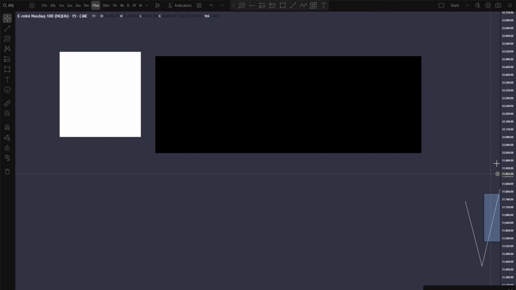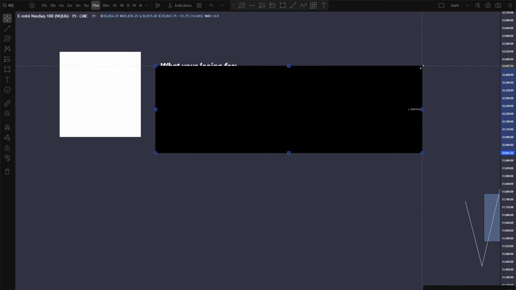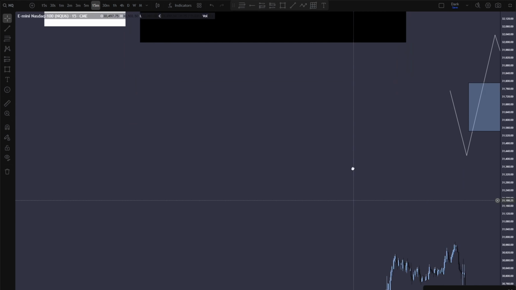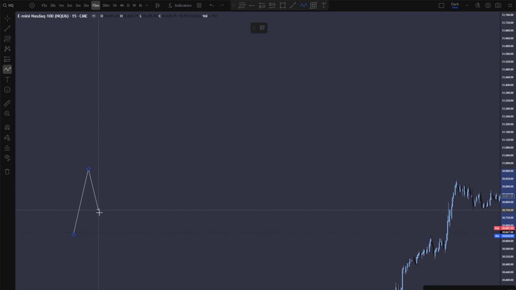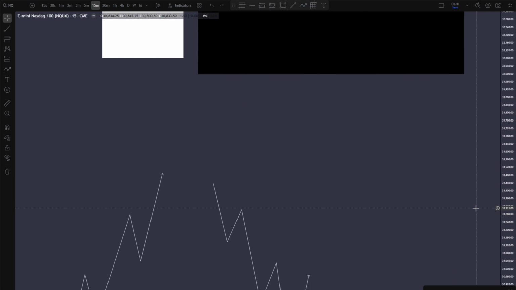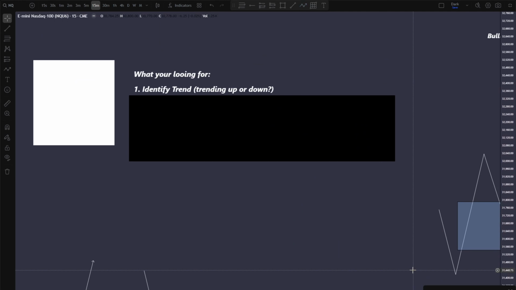There's a couple things that I'm looking for, right? And the first thing that I'm going to be looking for is identifying the trend, okay? We know about trend, highs and lows, right? So is the market trending higher or is the market trending lower? All right. So that's number one, identifying the trend, right?